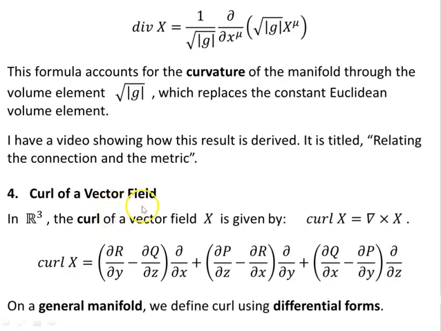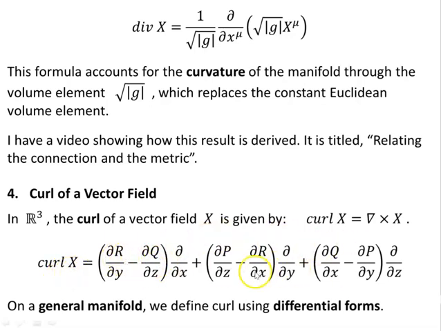All right, let's have a look at the curl of a vector field. I did cover the curl briefly in the video mentioned here, but I'm not happy with it. I want to do it from the point of view of differential geometry and not just quote some components with no argument whatsoever. So in R3, in Cartesian coordinates x, y, z, the curl of a vector field X is given by nabla cross X, or del cross X, and the curl of X becomes this expression here.